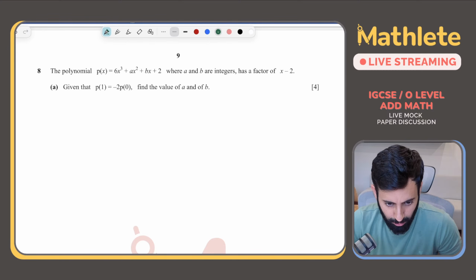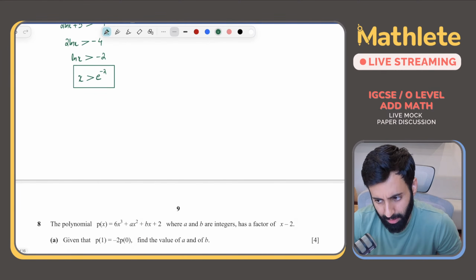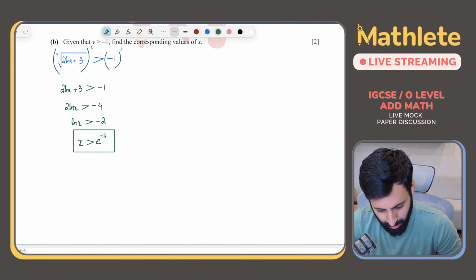Sir, can we write 1 as 1 upon e square? Yeah, of course, you can write it as 1 upon e square also. That's perfectly all right.